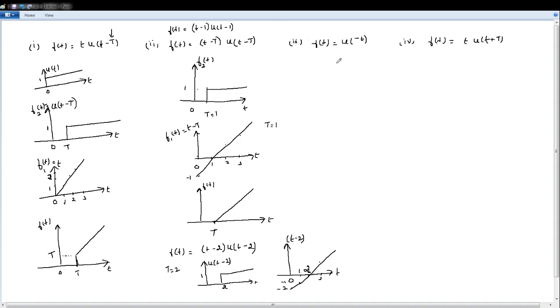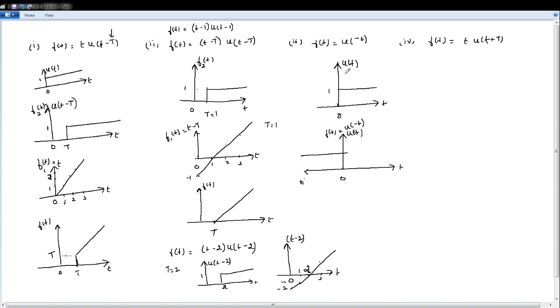The third example, f of t is u of minus t, which is pretty simple. You take the reflection of u of t. u of t is this. It starts from 0 and goes till infinity. u of minus t is you take the reflection over y axis. It starts from 0 and goes till minus infinity. So this is your u of minus t, or if I write it here, f of t is equal to u of minus t.